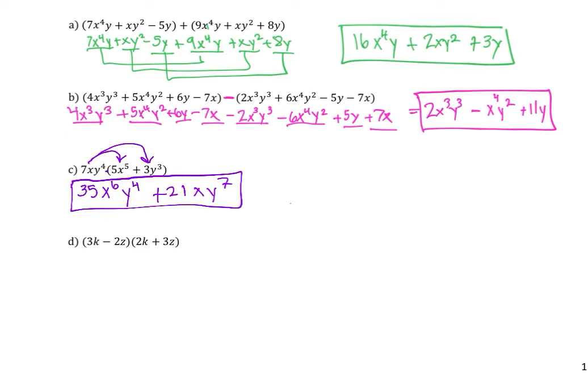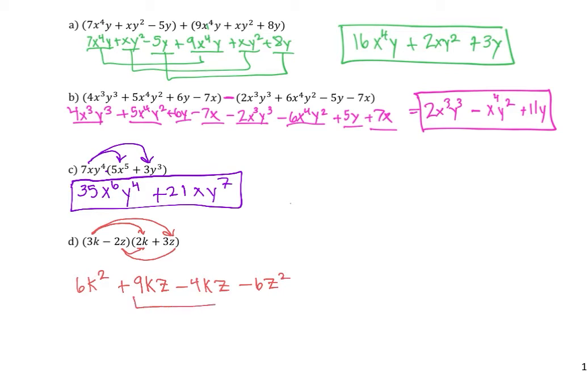Okay, D, now we need to FOIL or distribute. We're going to distribute the first term to both terms in the second. So 3k times 2k is 6k squared. 3k times 3z is plus 9kz. I like to write my letters in alphabetical order in each individual term. Okay, then we have negative 2z times 2k is negative 4kz. And negative 2 times positive 3 is negative 6z squared.